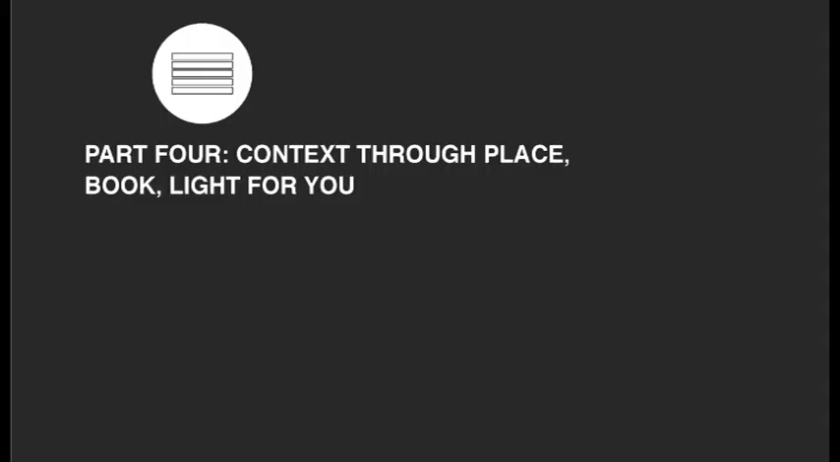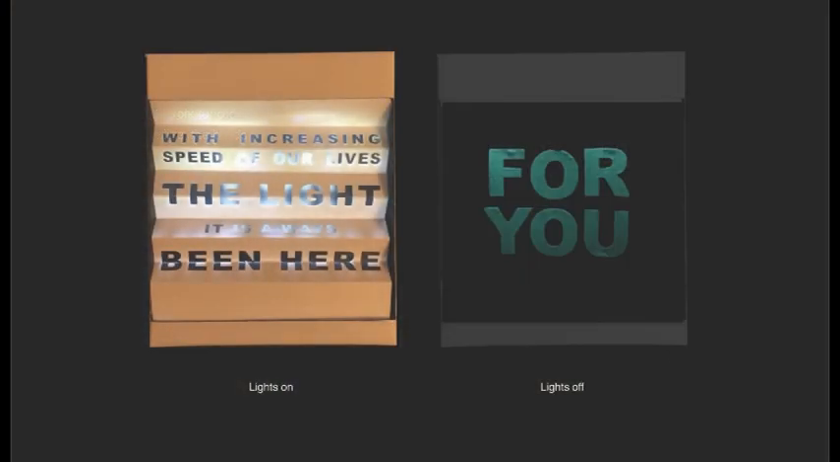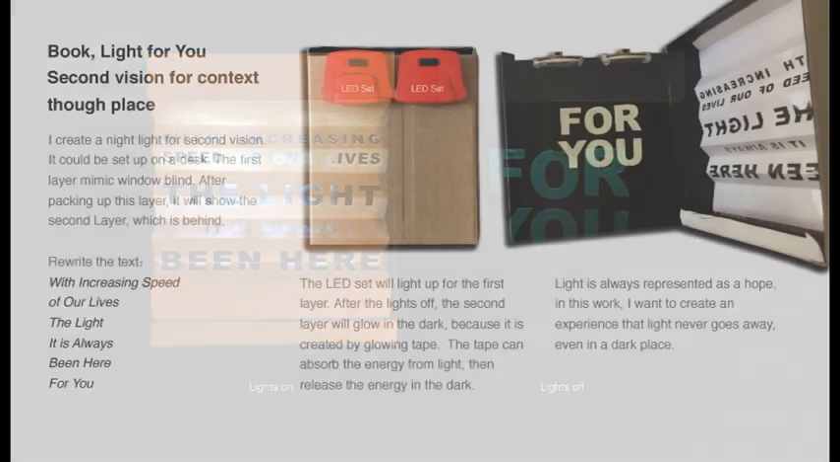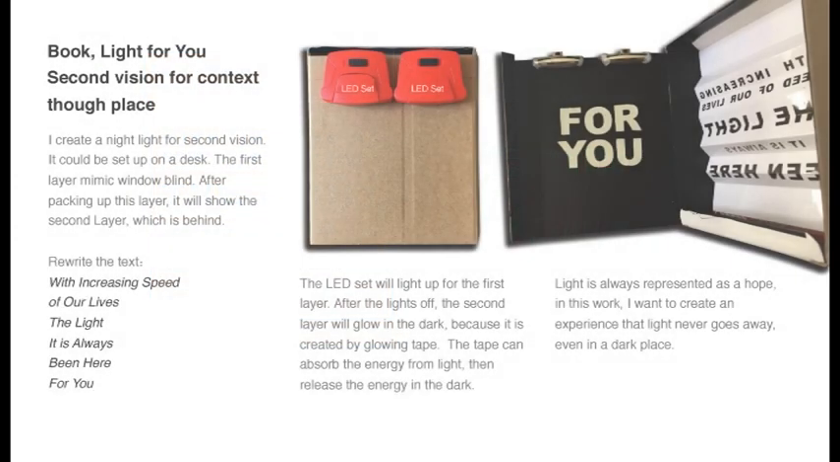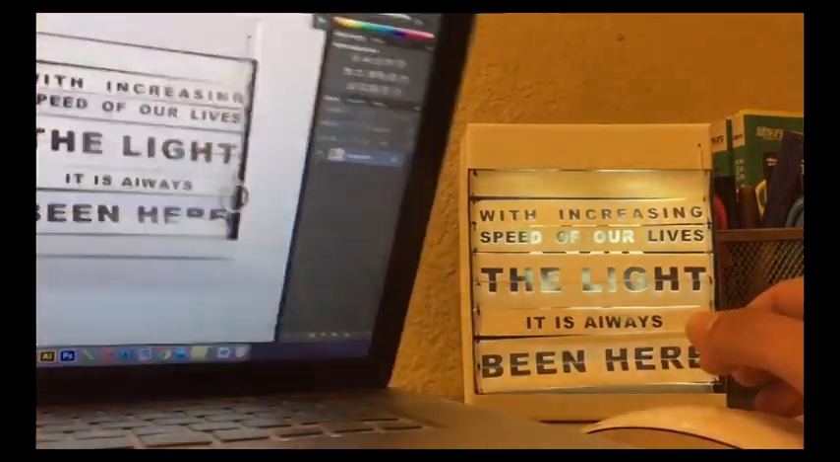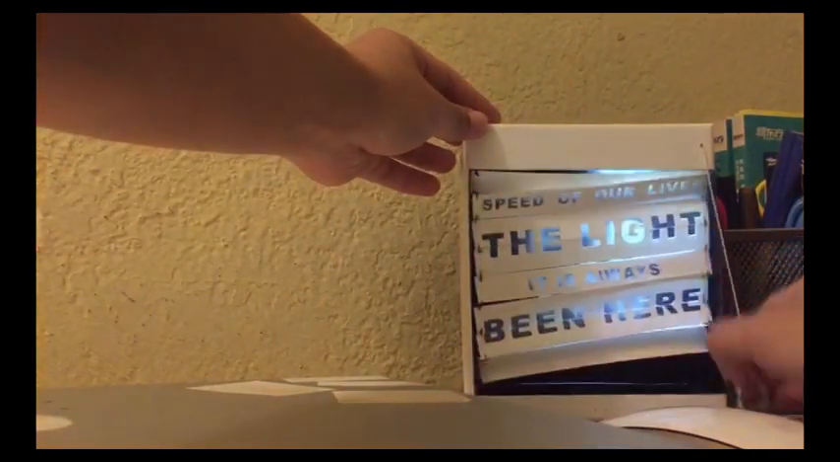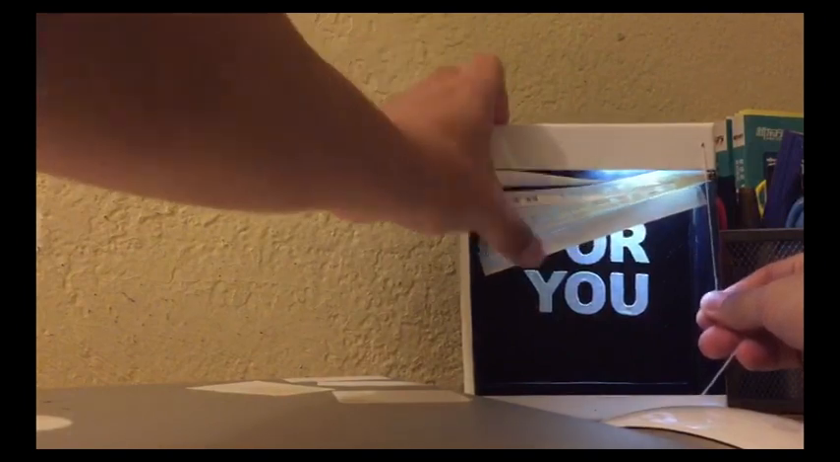For the project part 4, contextual place, I update this book and make it into a desk lamp. After the lights off, the words for you will grow in the dark. I use the growing tape, and the tape can absorb the energy from light, then release the energy in the dark. I think light is always represented as a hope. In this work, I want to create an experiment that light never goes away, even in a dark place.